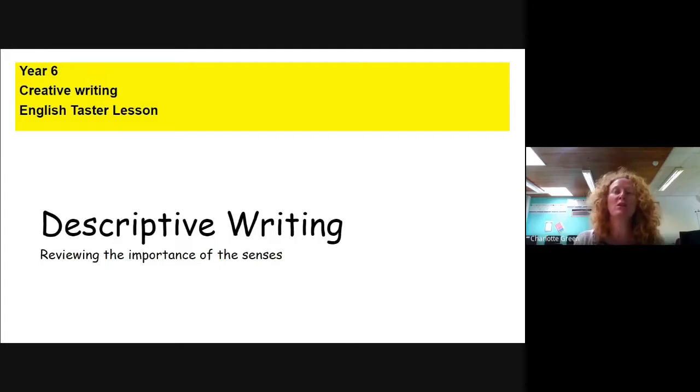Our main focus is going to be on descriptive writing, and in particular how we can use the senses to make our descriptions more interesting and more vivid for our readers.